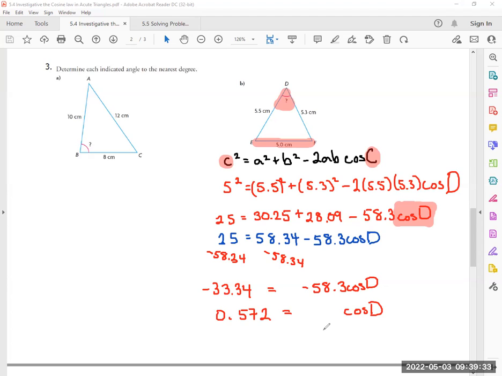So the inverse cosine is what I'm looking for. Angle D is going to be 55.11 degrees.